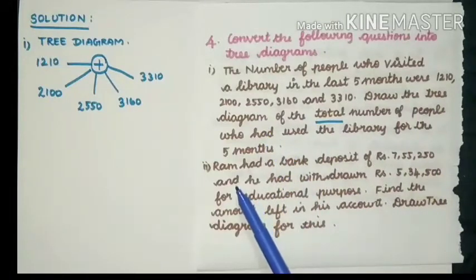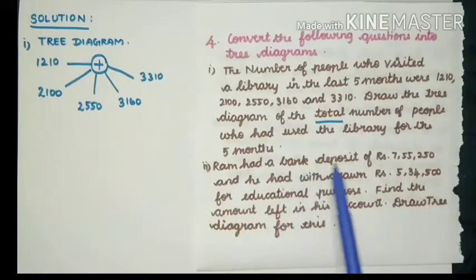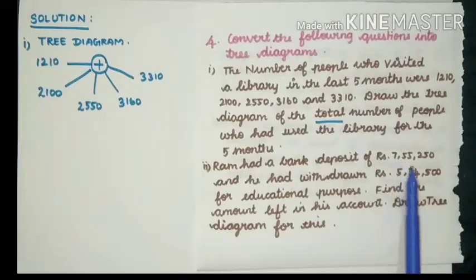Let's see the second sum. Ram had a bank deposit of rupees 7,55,250 and he had withdrawn rupees 5,34,500 for educational purpose. We'll find the amount left in his account. Draw a tree diagram for this.